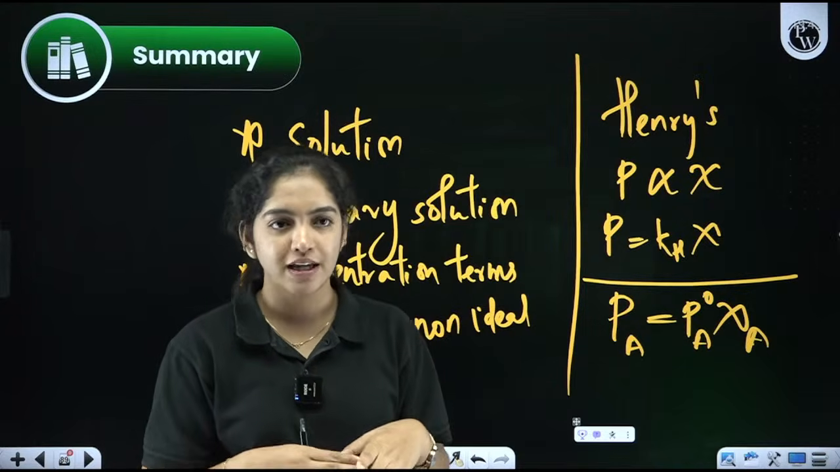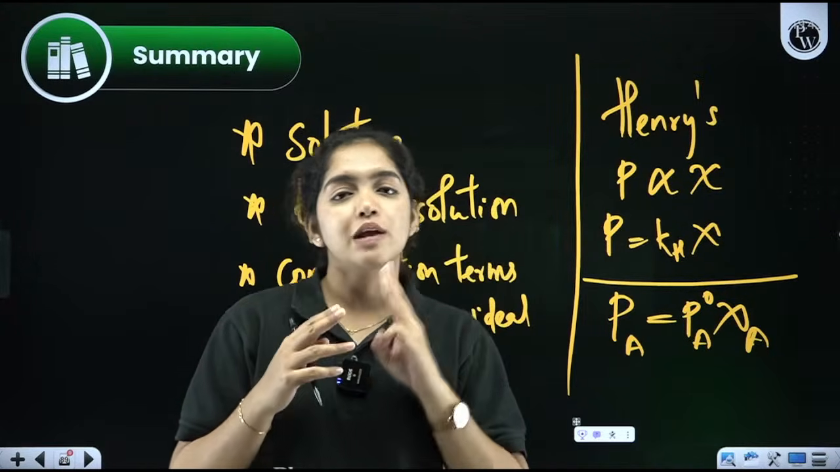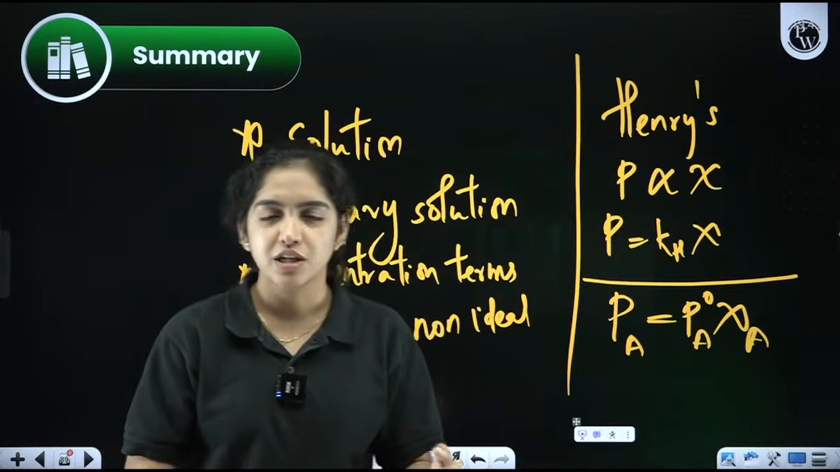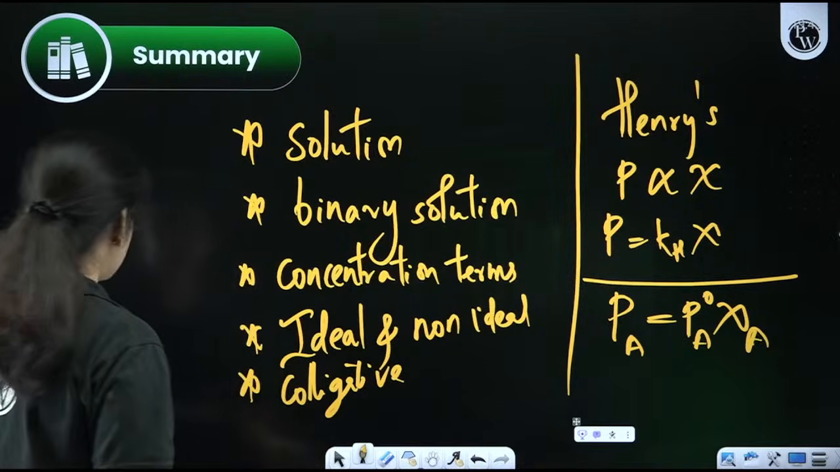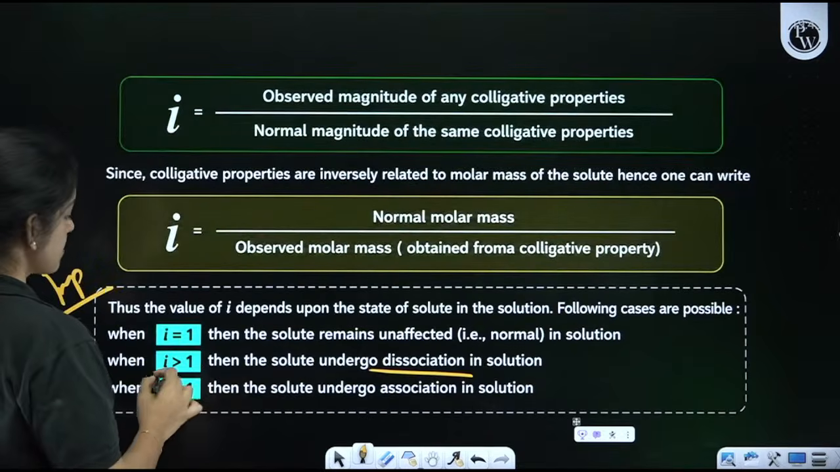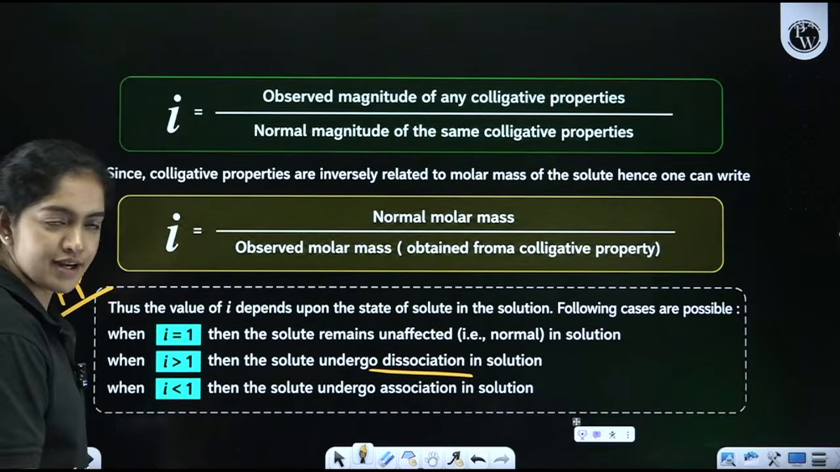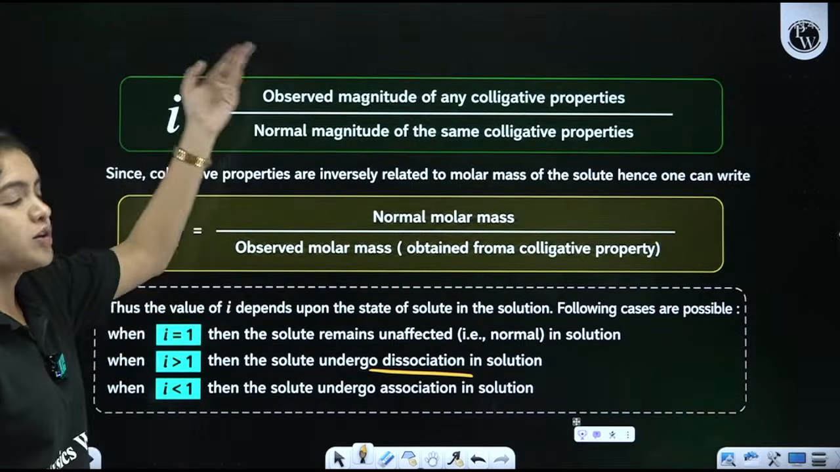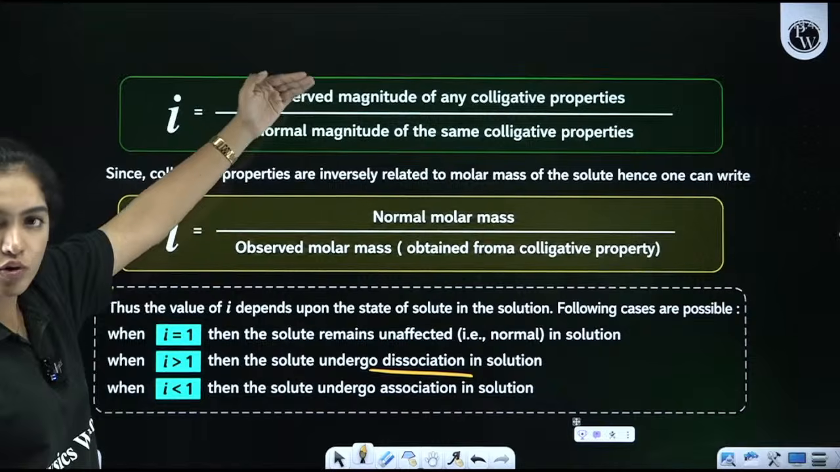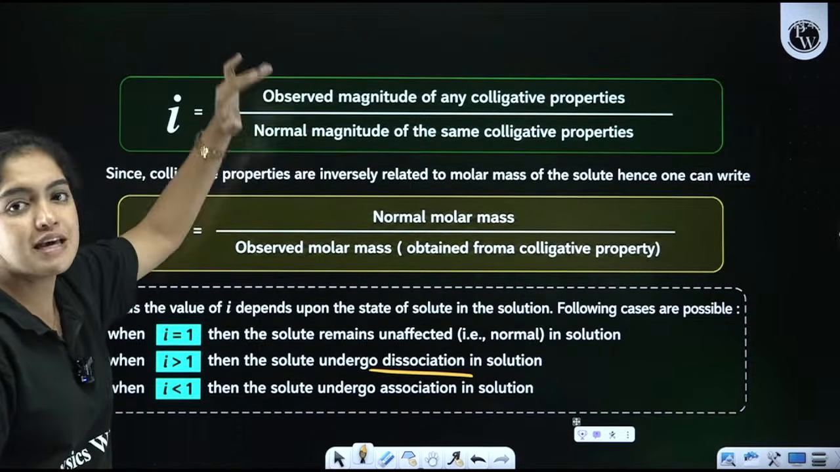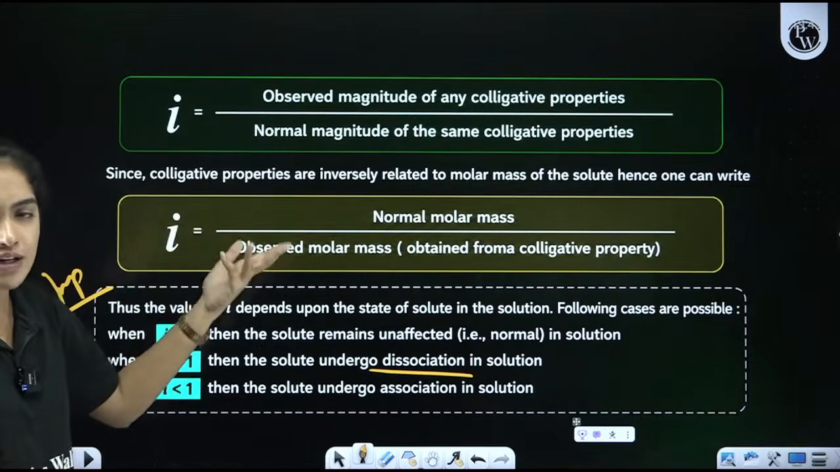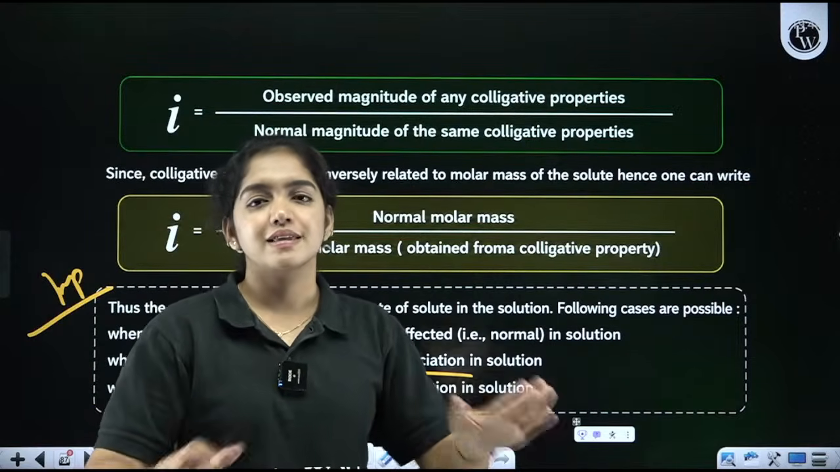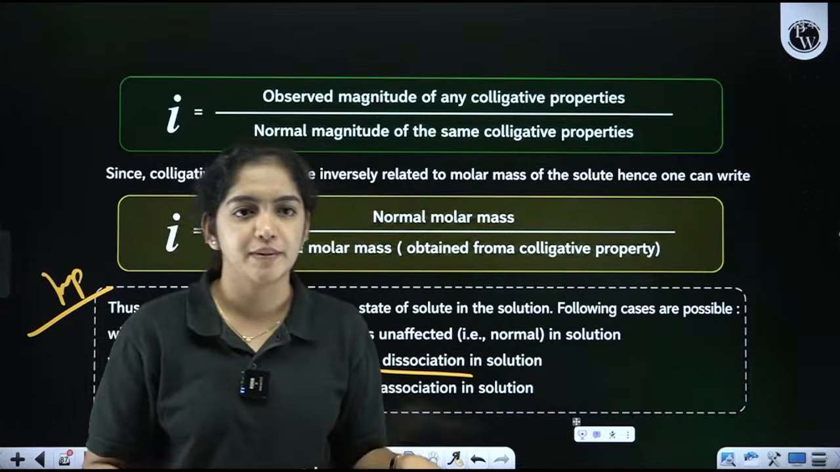Like, three equations we can use, and out of that, three calculations were given. If i is equal to 1, there won't be any dissociation or association. If it is greater than 1, dissociation will happen. Less than 1, association will happen. The normal molar mass divided by observed molar mass, and normal colligative property by observed colligative property. So, three equations are there which can be used to find out the abnormality in the colligative properties. Clear? So, these are the main topics in this chapter.